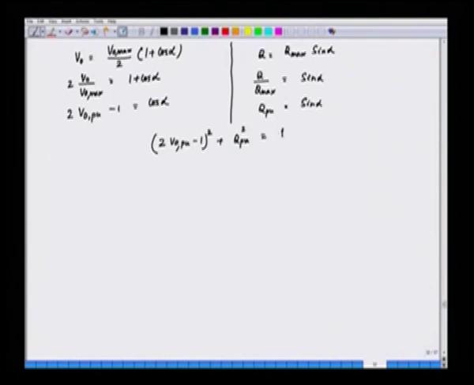So, this equation has got the following graph. In the x axis we have V naught per unit, and the y axis we have Q. So, we have a plot like this. This is 0.5, this is 1, and this is the maximum reactive power, that is 1 per unit.